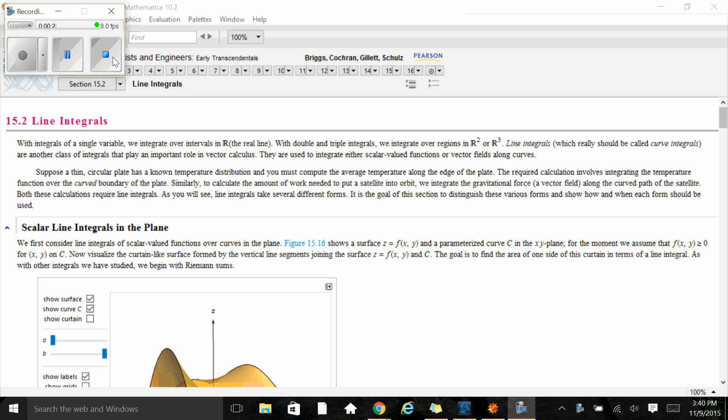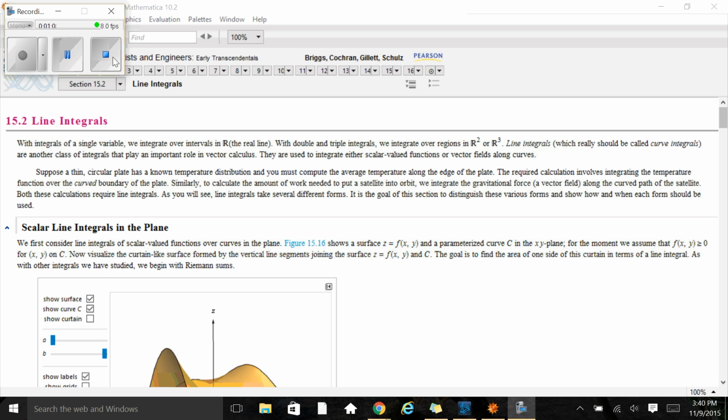So we started with integrals of single variables back in Calculus 1. We integrated over intervals in the real line. We also did double and triple integrals where we integrated over regions in R2 and R3. Line integrals, which again are kind of mislabeled, as the book is pointing out here, really should be called curve integrals, but that's okay. It's another class of integrals that are part of this chapter. And what you do with them is you integrate scalar valued functions or vector fields along different curves.